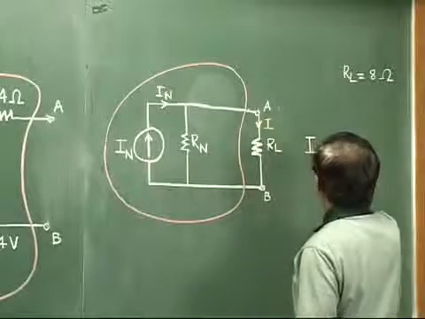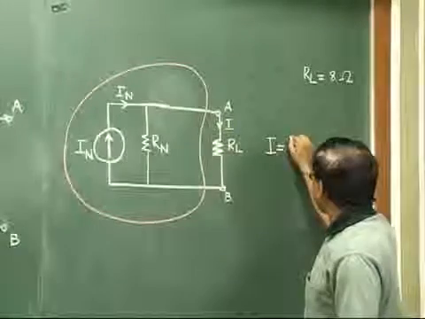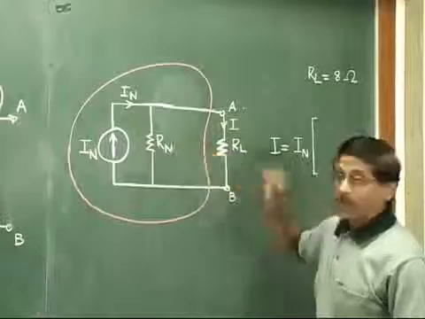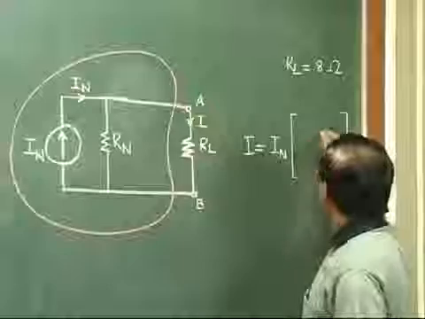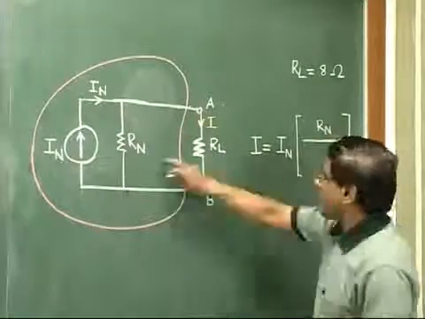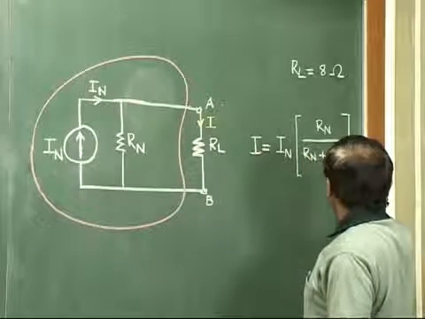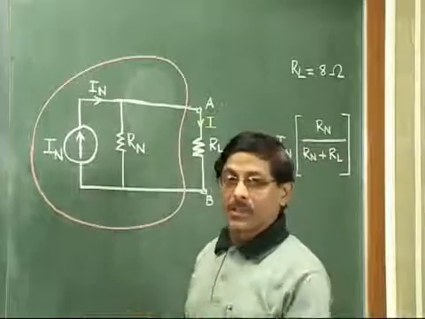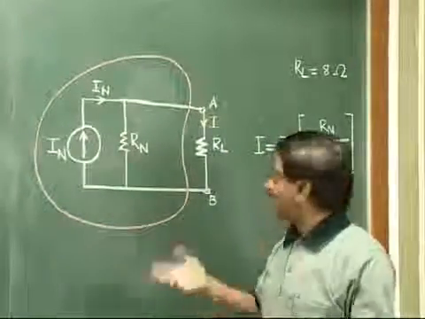A simple formula for current distribution. This current I flowing through load resistor would be the total current, which is IN, total current coming towards the parallel combination, then into bracket, in the numerator it will be RN, and in the denominator it will be the sum of the 2, that is RN plus RL. Now this is a very fundamental thing that everybody learning the electrical engineering courses knows, the current distribution into 2 parallel resistances. It is simply like this.